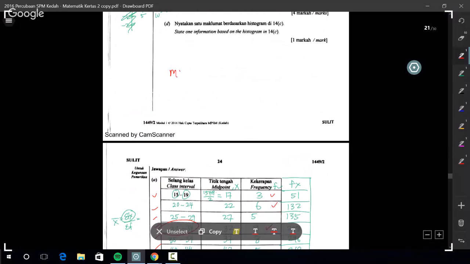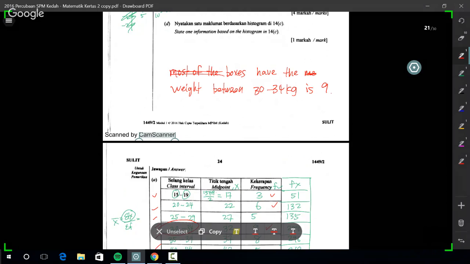Yeah, I can say most of the boxes have the weight between 30 to 34 kg. Or you can say boxes have the weight, or you can say boxes have the weight between 30 to 34 kg is 9 or something like that. You just write any information you can get from the diagram.